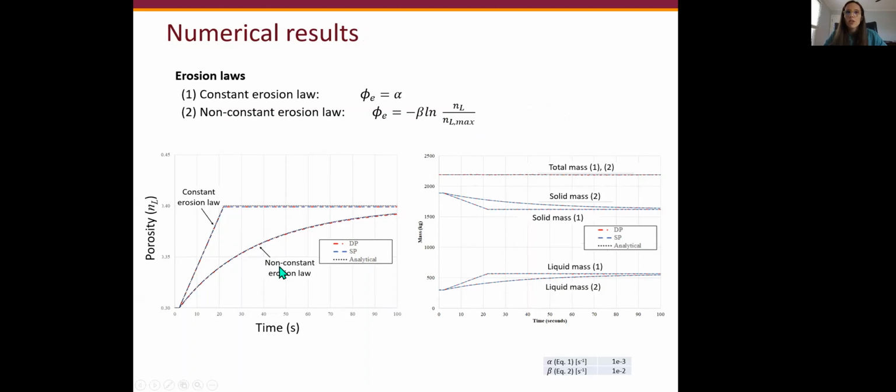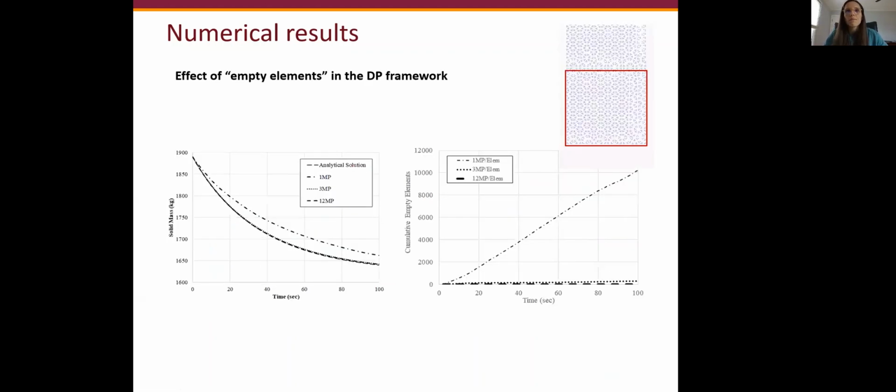So here are the results presented: evolution of porosity with time that goes from 0.3 to eventually 0.4. And we see that the results for the double and the single point formulation converge to the analytical solution. Here on the right-hand side, you also see the evolution of solid mass and liquid mass for all the cases. And if you sum up both of them, you get the total mass, and this remains constant, which is consistent.